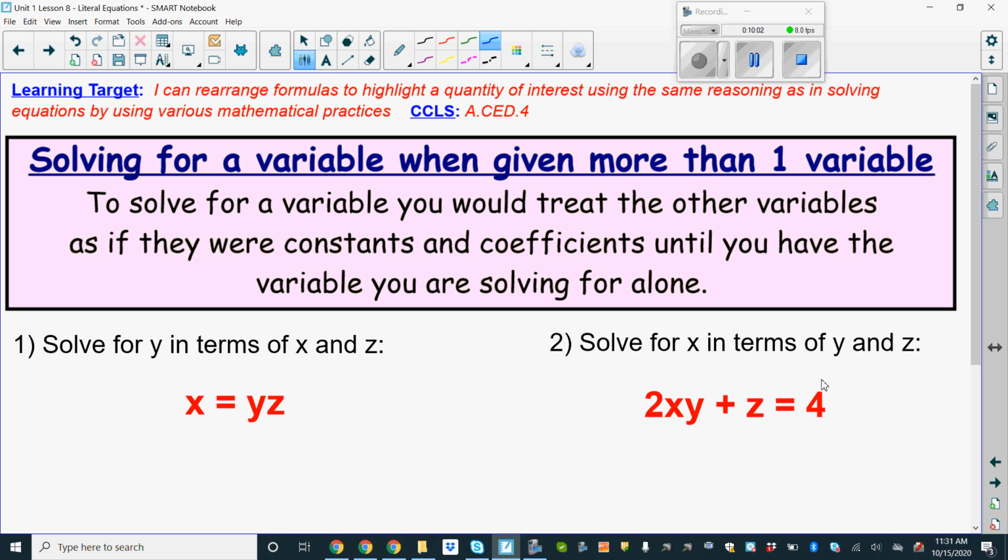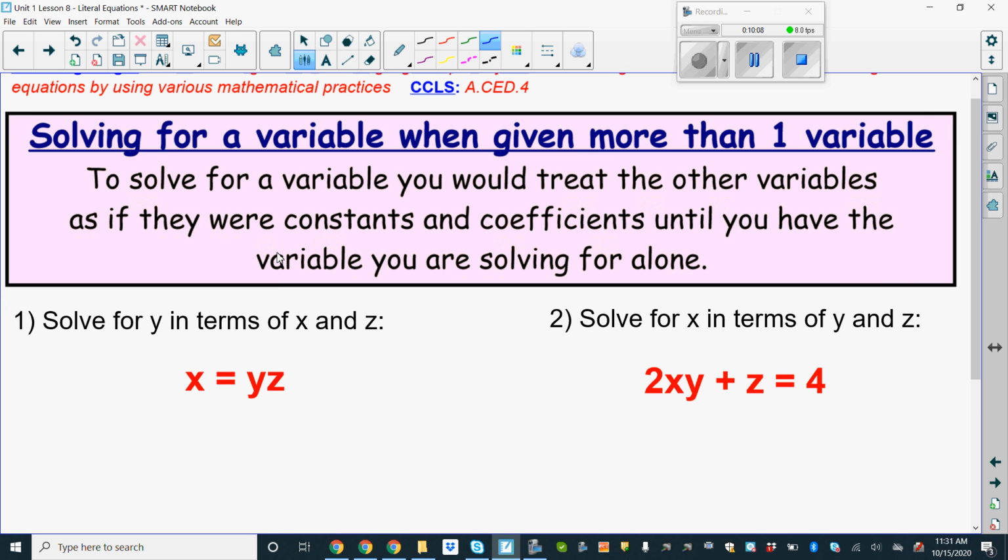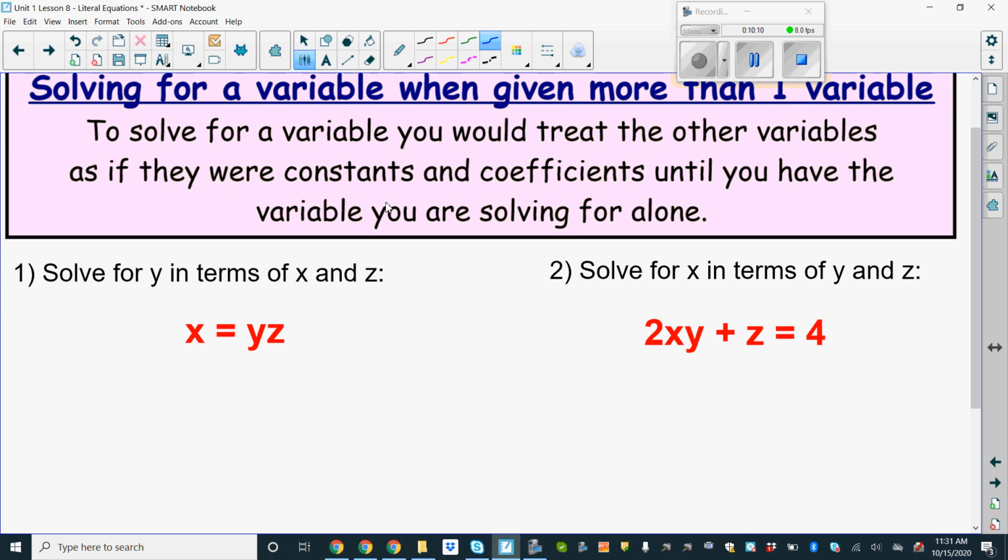Solving for a variable when given more than one variable. To solve for a variable, you would treat the other variables as if they were constants and coefficients until you have the variable you are solving for alone. That is always the key. Whatever variable you want to solve for has to be alone on one side of the equal sign. So solve for y. So here is y. Y is on this side of the equal sign.